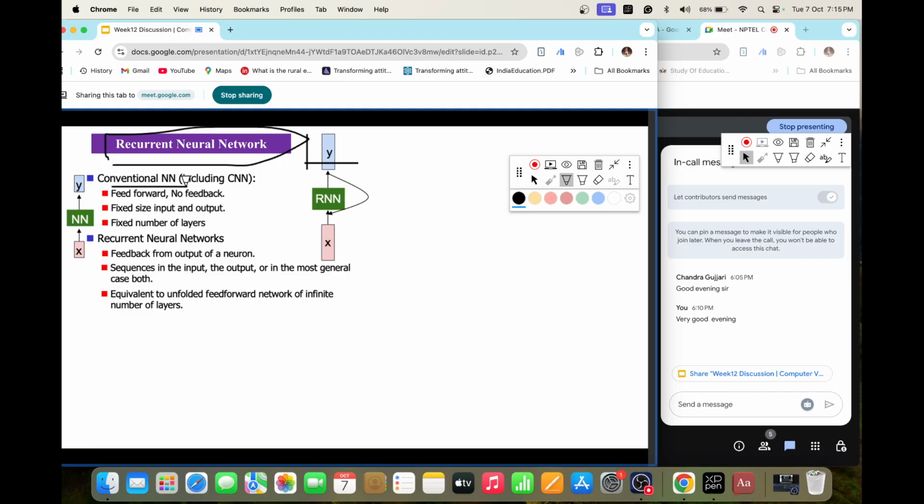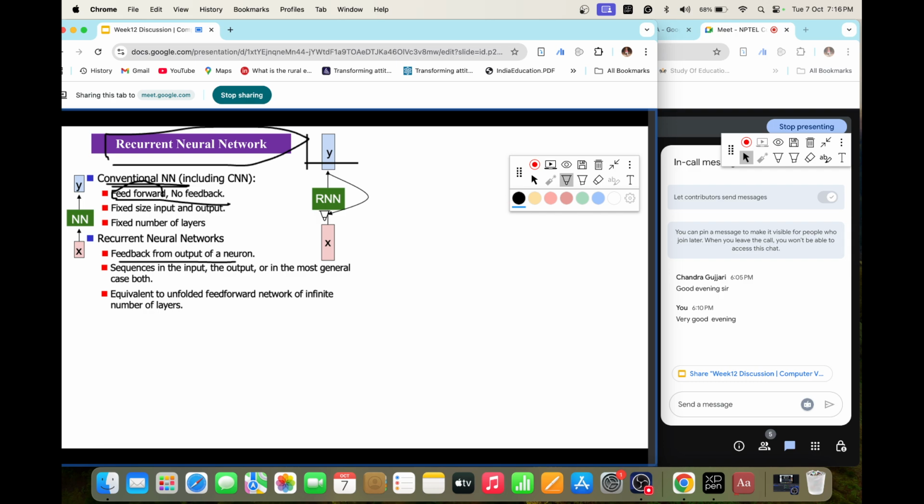So you can just read in the theory, conventional neural network, that is not CNN, but this is ANN. They are not talking about convolution neural network. So that is simple ANN. So that is feed forward, no feedback. Feed forward, that is very important. But in RNN, we have feedback from the output of the neuron. So that is very important.